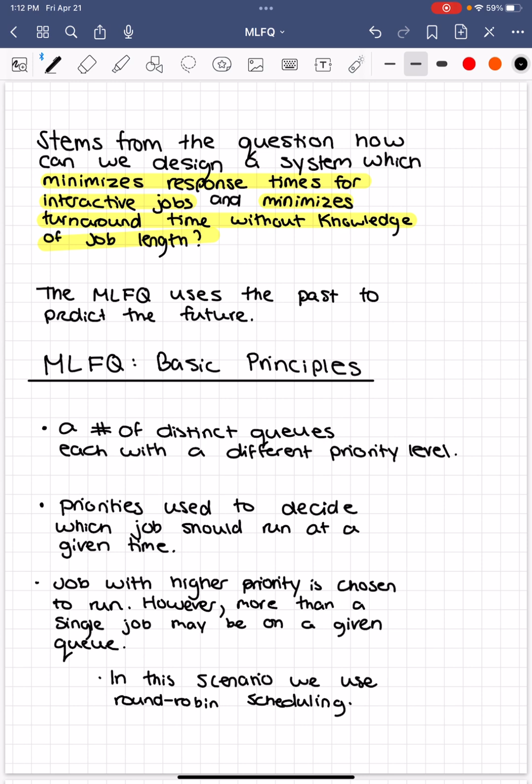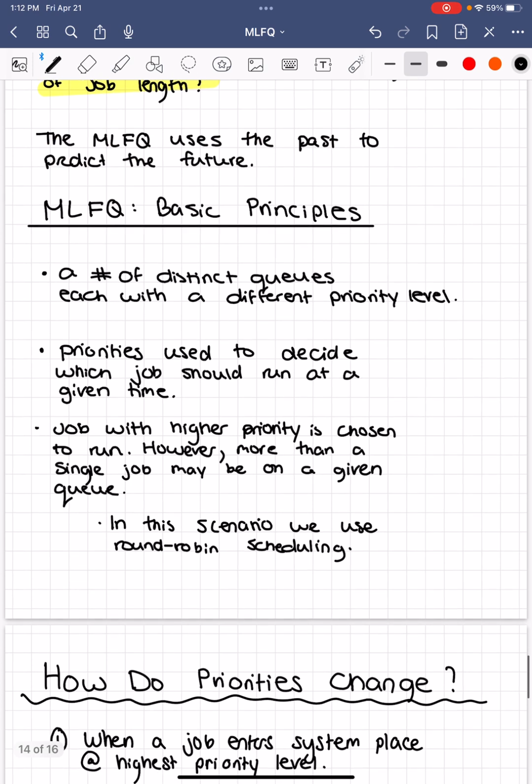So let's talk about some of the basic principles associated with the multi-level feedback queue. There are a number of distinct queues, each with different priority levels. Generally we work our way from high to low priority levels. The top is high, low is the bottom when you're modeling in a diagram. Priorities are used to decide which job should run at a given time. So priorities are assigned to jobs, and according to the priority given, a job is put in one of these queues. And what we find is jobs with a higher priority are always chosen to run over jobs with lower priority.